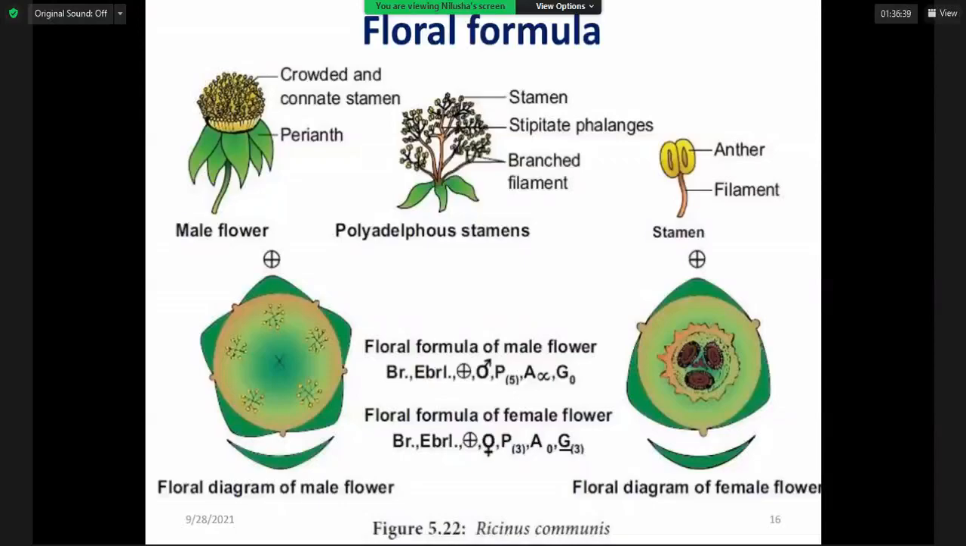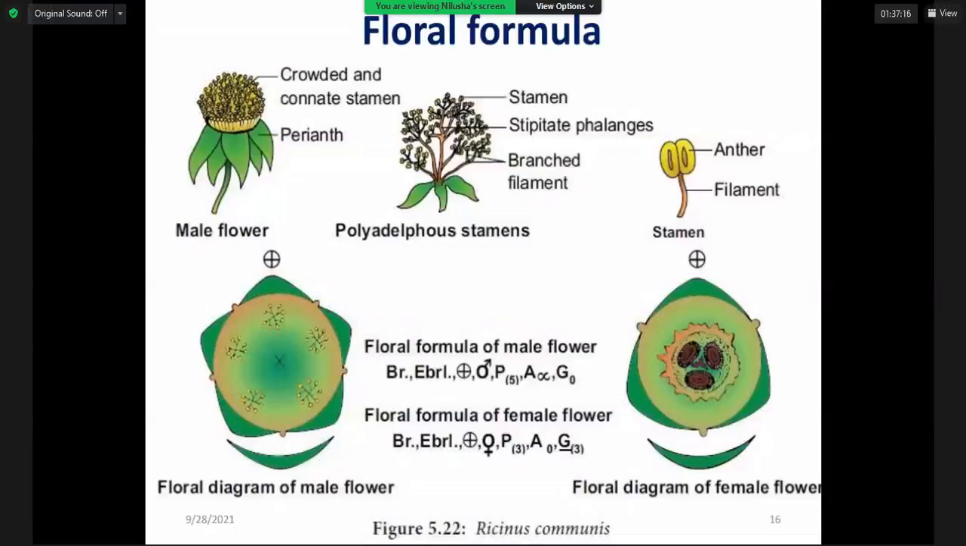In the case of the male flower, we write this symbol because this flower only has male reproductive parts. Next is capital P within bracket 5. This is for the perianth part. Here in this male flower, you can see there is a perianth. It has 5 structures in the attached condition.